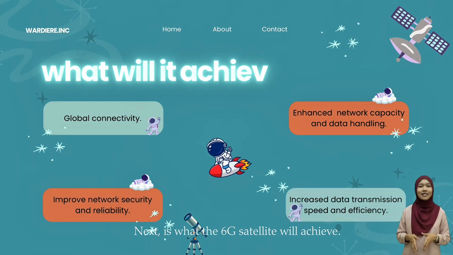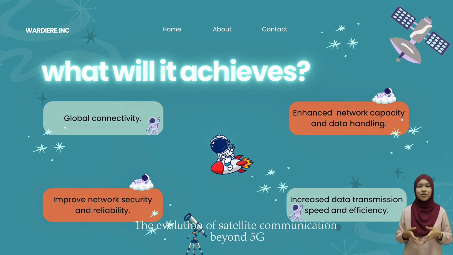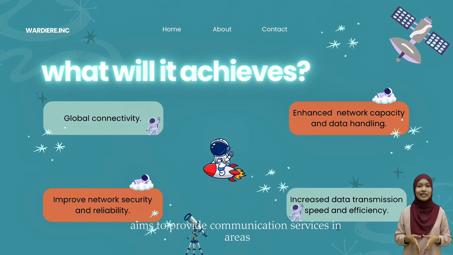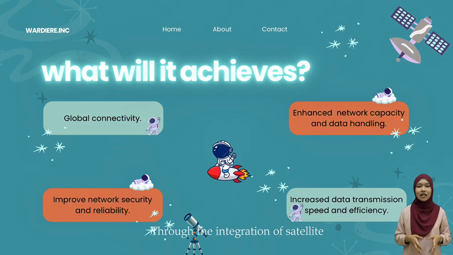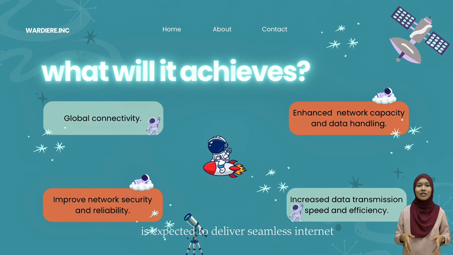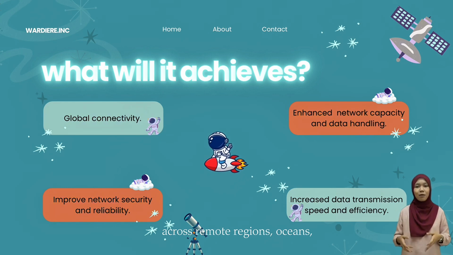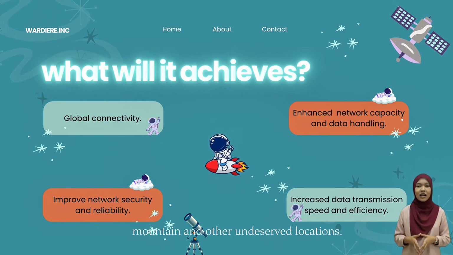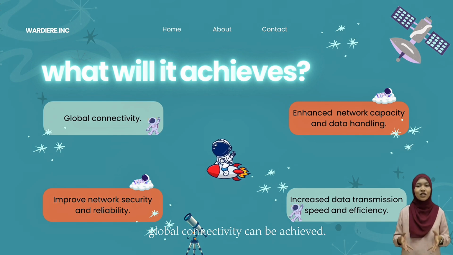Next is what the 6G satellite will achieve. The first one is global connectivity. The evolution of satellite communication beyond 5G aims to provide communication services in areas where terrestrial networks cannot reach. Through the integration of satellite and terrestrial networks, 6G is expected to deliver seamless internet and communication services across remote regions, oceans, mountains, and other underserved locations. Regardless of the geographical location, global connectivity can be achieved.